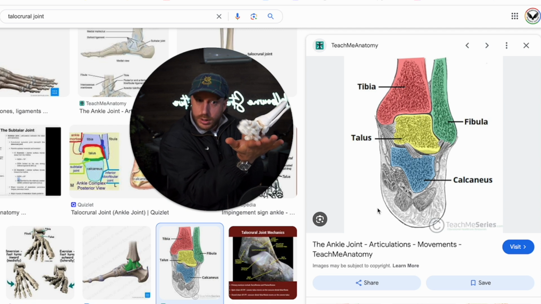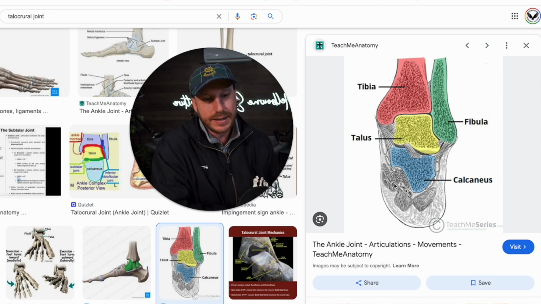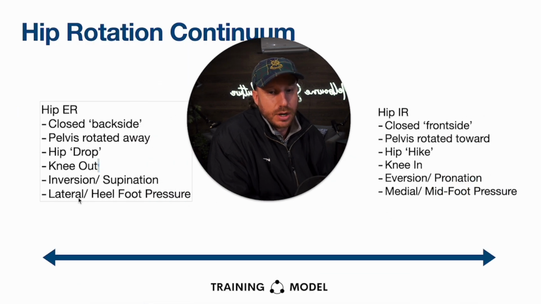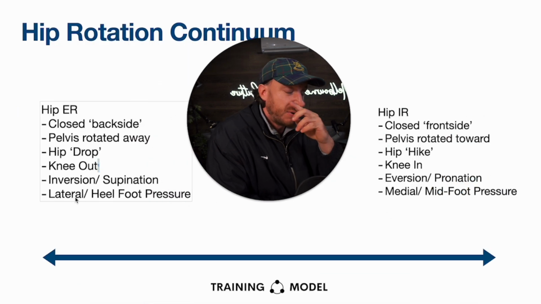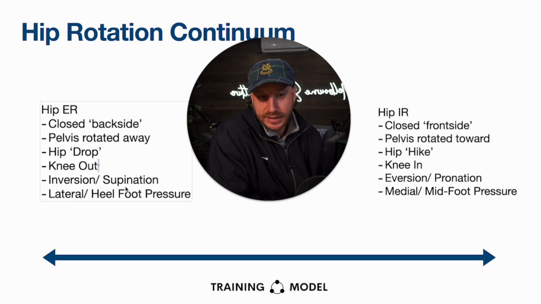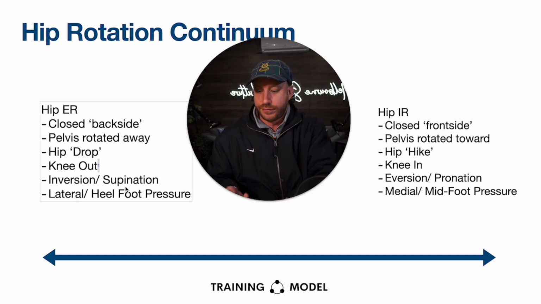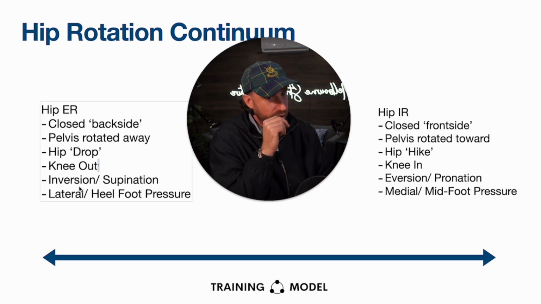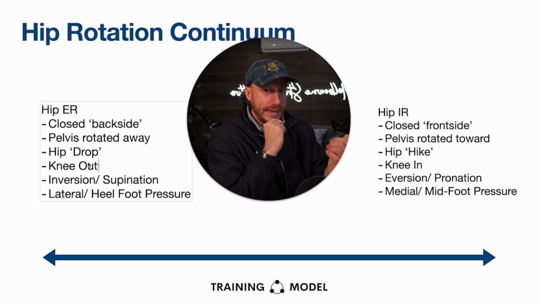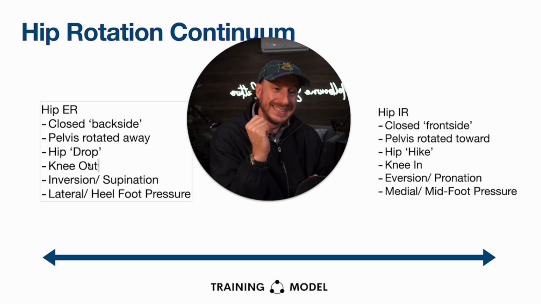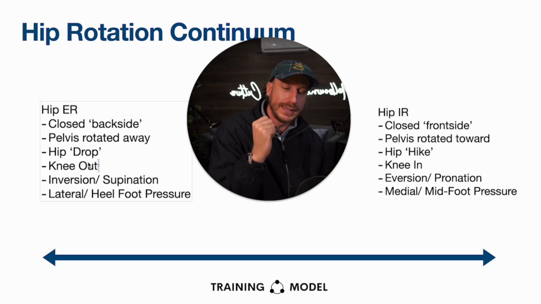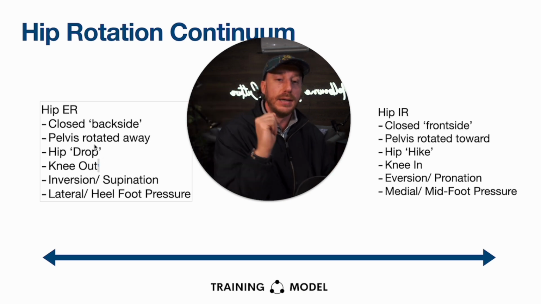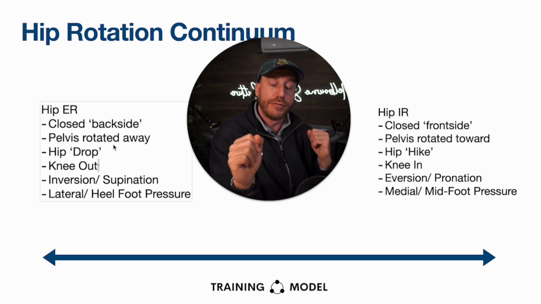of the foot. So our sensation, our awareness of this end of the continuum is going to be lateral or heel pressure. And that is hopefully, depending on the relative position of the forefoot, going to be bringing in supination, which is inversion of the rear foot. The knee will be out. The hip will be dropped down. So we're trying to compress that lateral backside of the hip. The pelvis is then rotated away from midline or away from that loaded side.